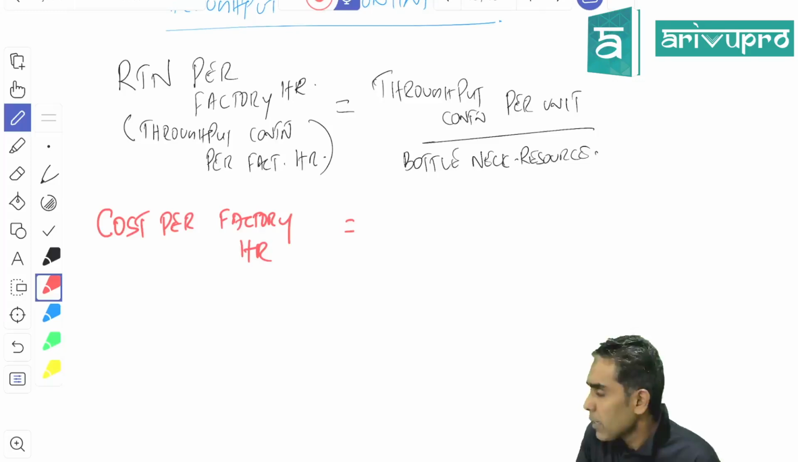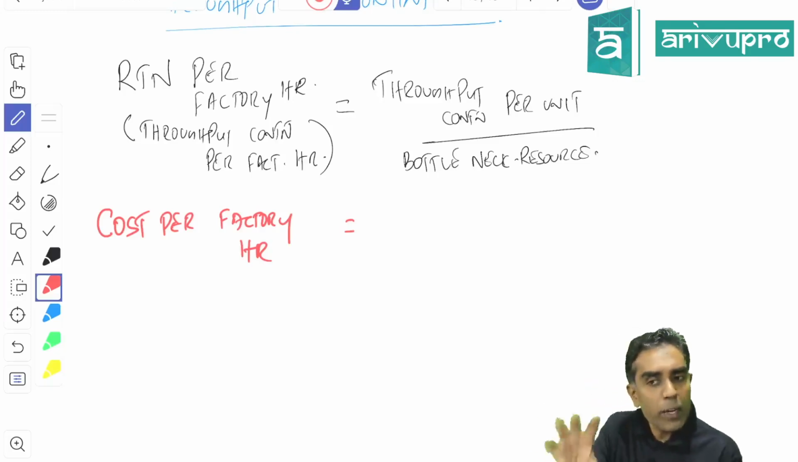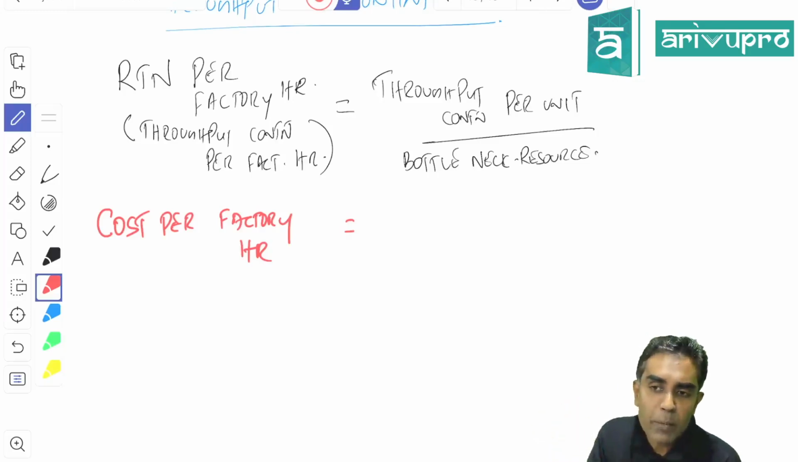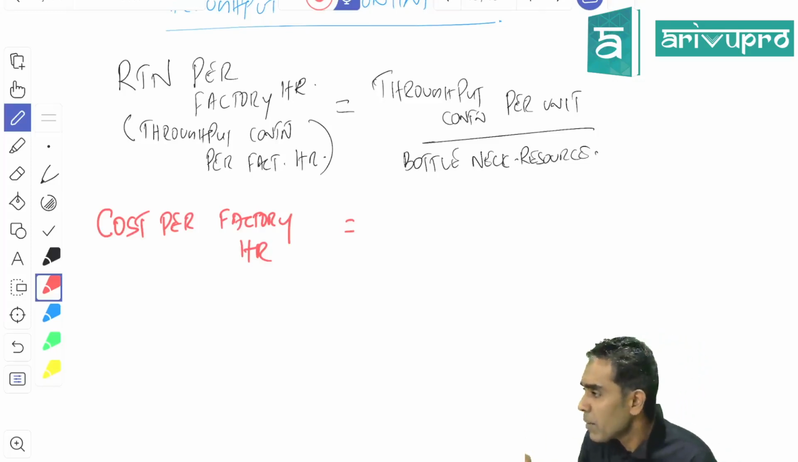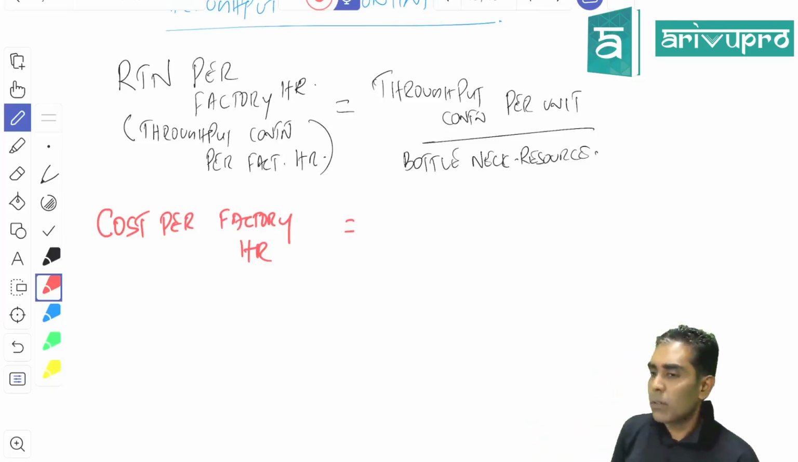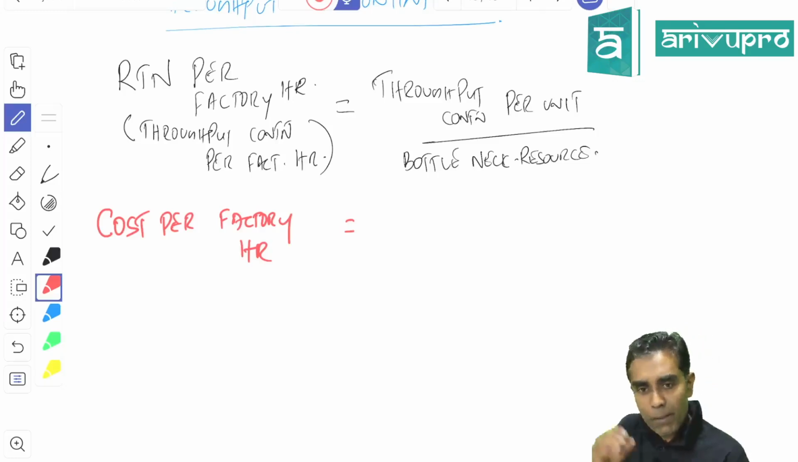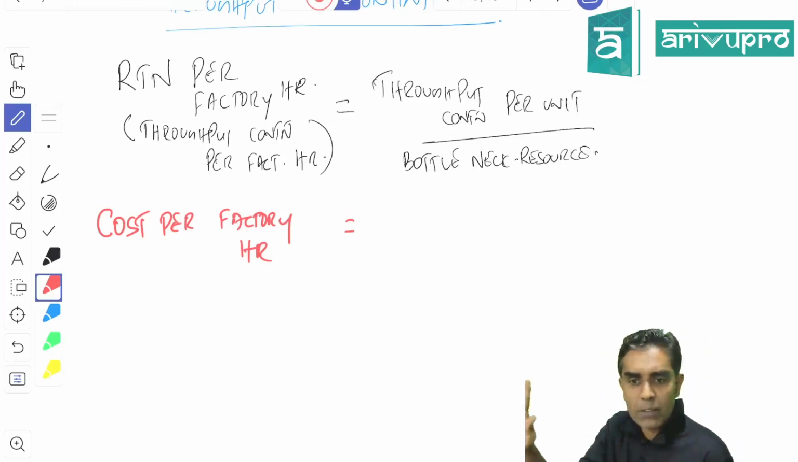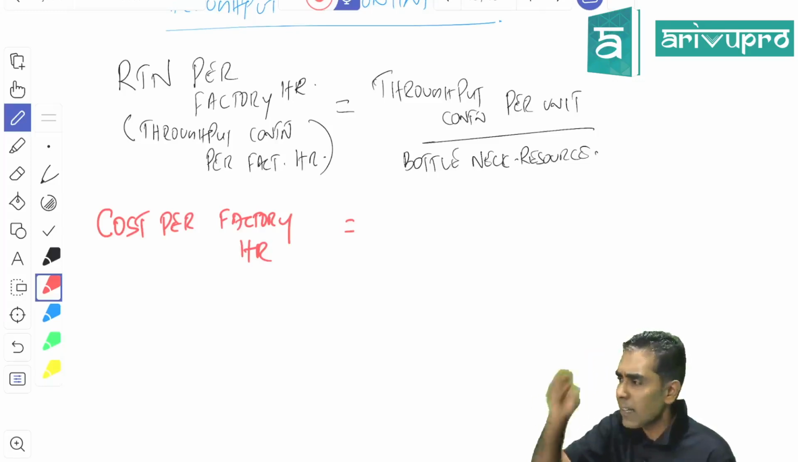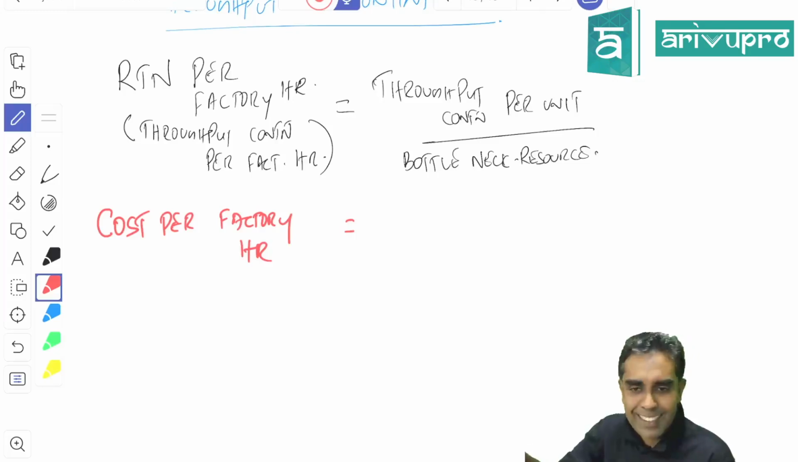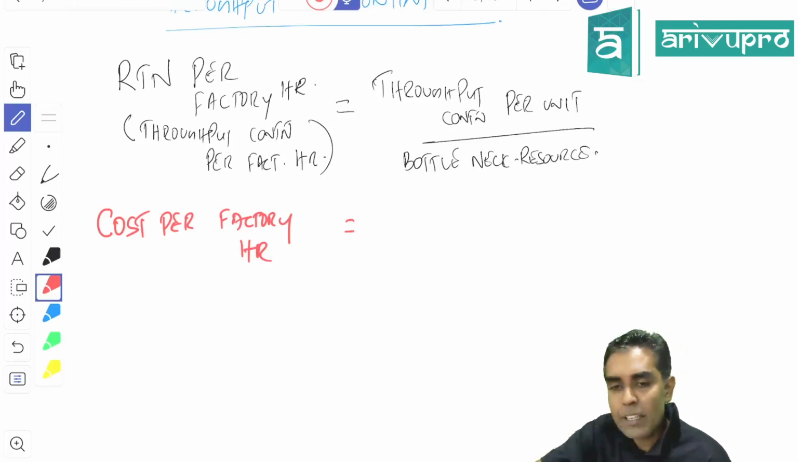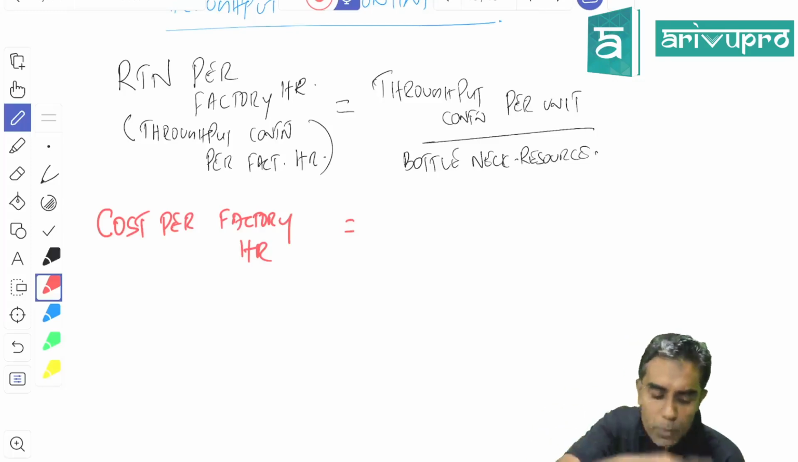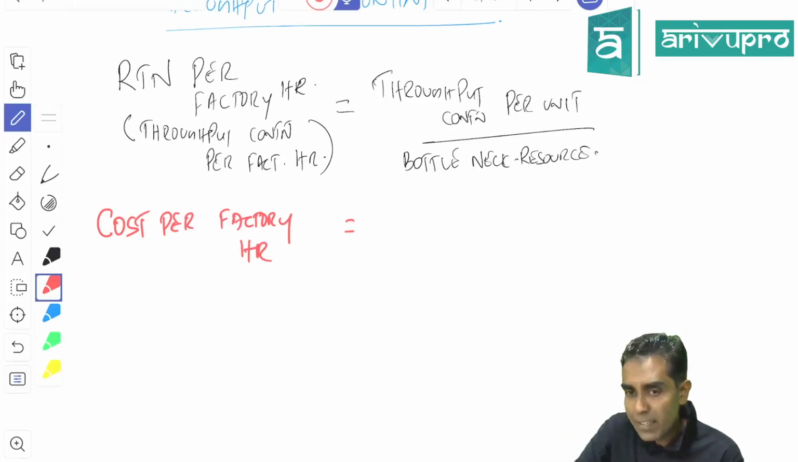If you look at throughput accounting, listen very carefully. We said there's only one super variable cost. What is the super variable cost? Only material is the super variable cost. Apart from material, all the other costs, labor, variable overhead, the overhead, everything, is factory cost.